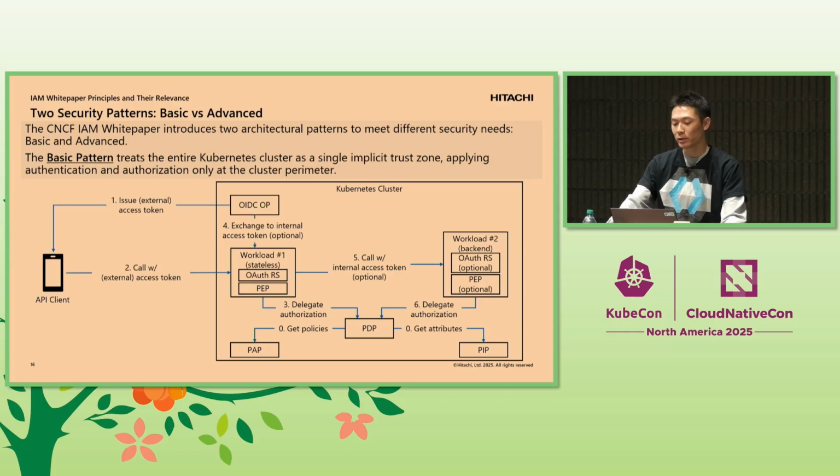In the basic pattern, the entire cluster is treated as an implicit trust zone, and API clients obtain an access token and send requests to the perimeter workload. This perimeter workload validates tokens and delegates authorization to the policy decision point, or PDP. For internal communication between workloads, token exchange and adding access tokens are optional.